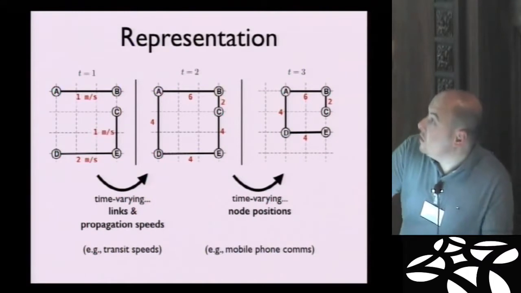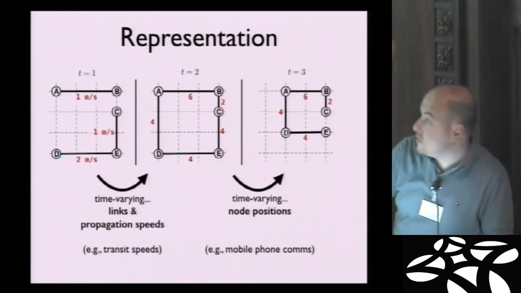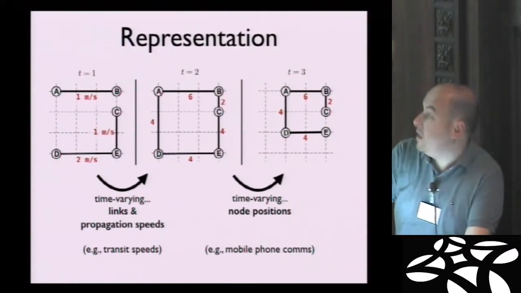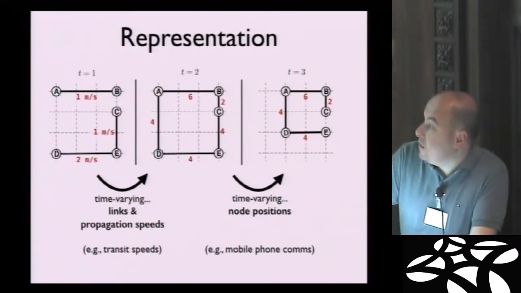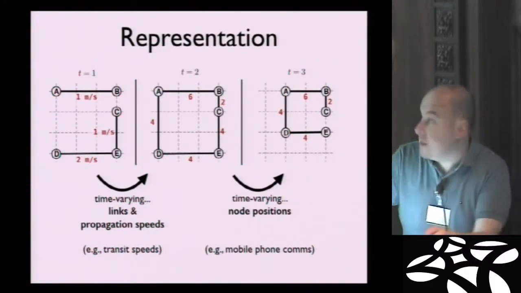Then you might have a propagation that is essentially constrained by the delay on the link. And you can have mobility in terms of nodes, and this is the constraint in terms of reachability, in a sense.